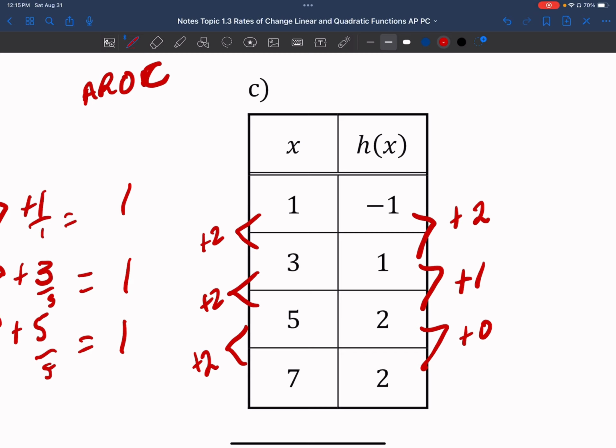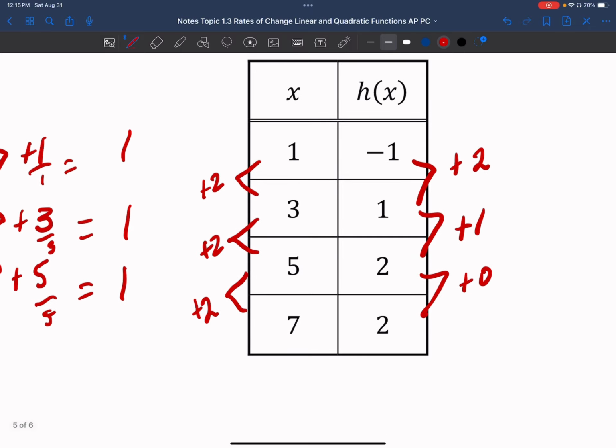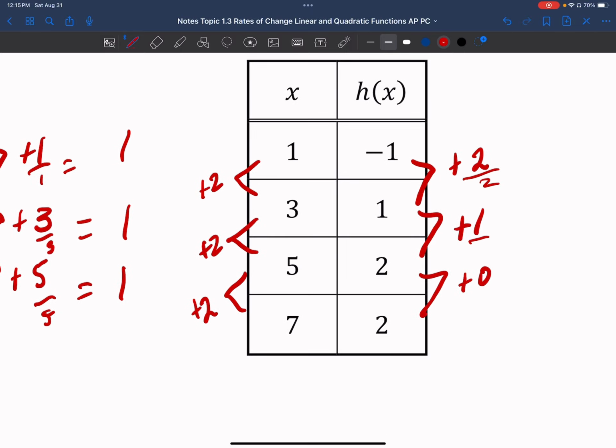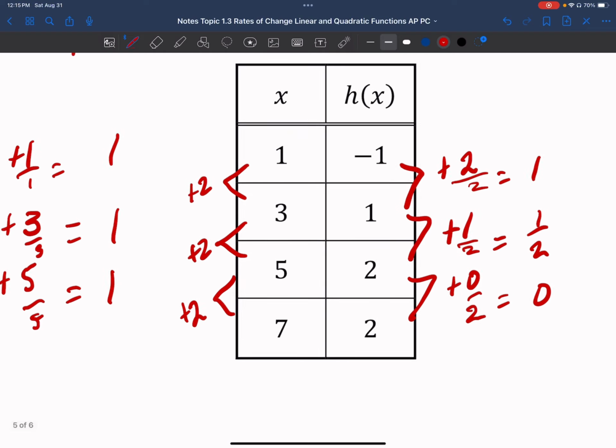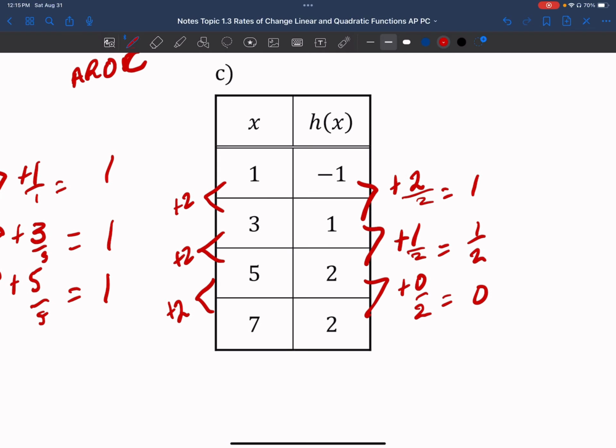Again, I can divide them by 2 if I want to, but I can already tell that these numbers are different. When I simplify them, I get 1, I get 1/2, and I get 0. So I know h of x is not a linear function, but if I notice the change in the rate of change, so the first one is rate of change, and then the other one is the change in the rate of change.